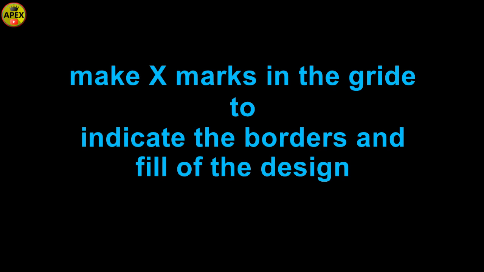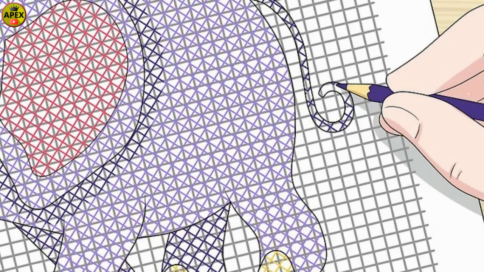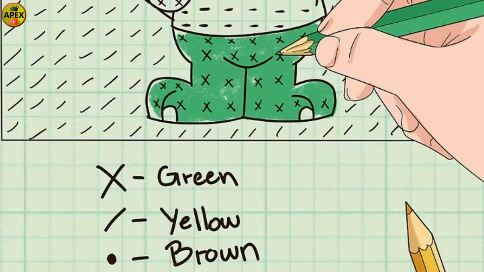Make X marks in the grid to indicate the borders and fill of the design. Once you have decided on a color scheme, fill in each square on the grid with an X mark to indicate where each stitch will go. Each X indicates one full cross-stitch in your cross-stitch pattern.